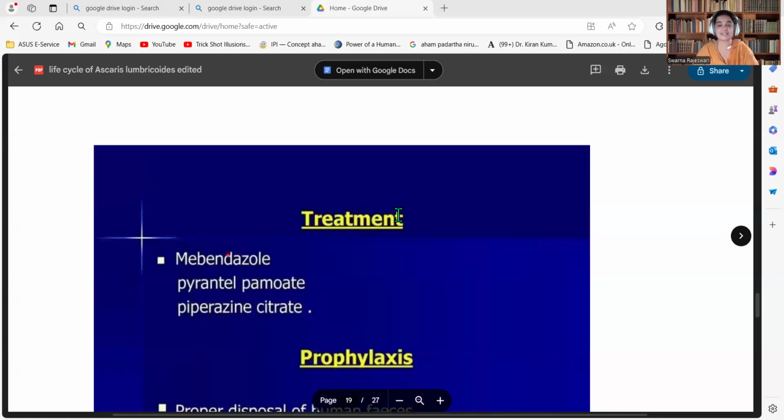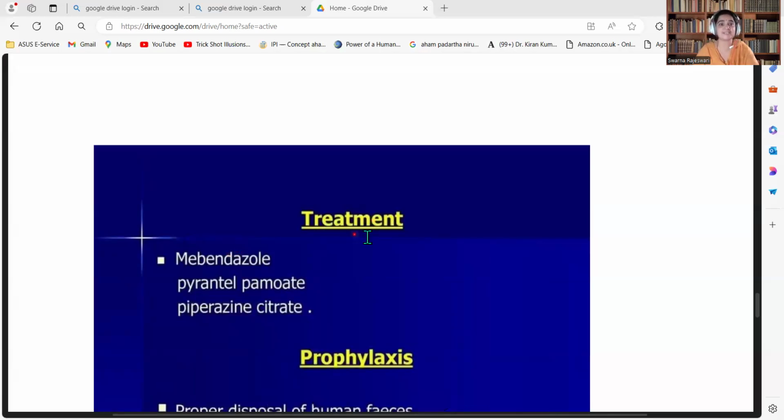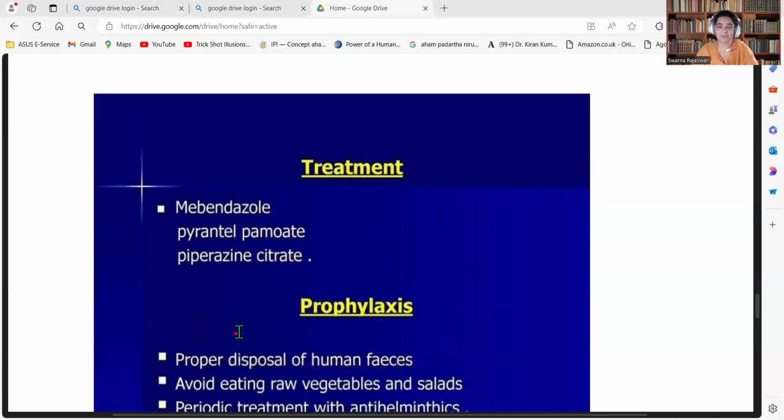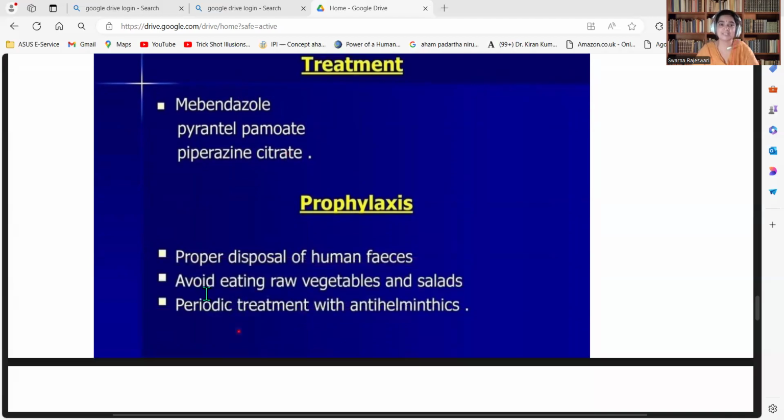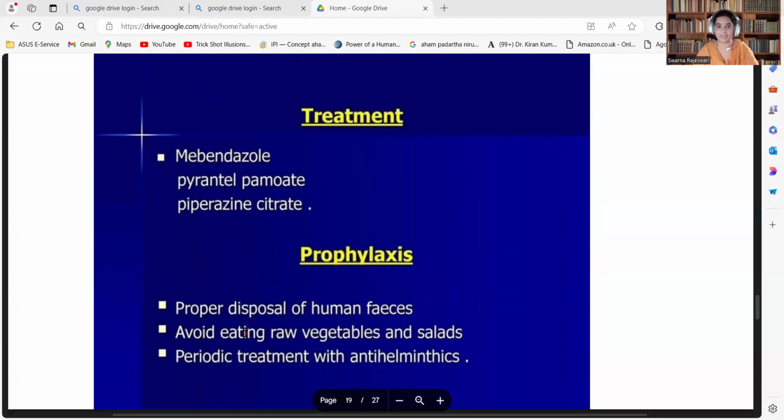And the treatment of Ascaris lumbricoides, that is the worm infection, is by giving some tablets like mebendazole, pyrantel pamoate, and piperazine citrate. In prophylaxis, that is preventive measures, proper disposal of human feces, avoiding eating contaminated foods as well as vegetables, and periodic treatment with antihelminthics. Okay, this prevents the infection of Ascaris lumbricoides.